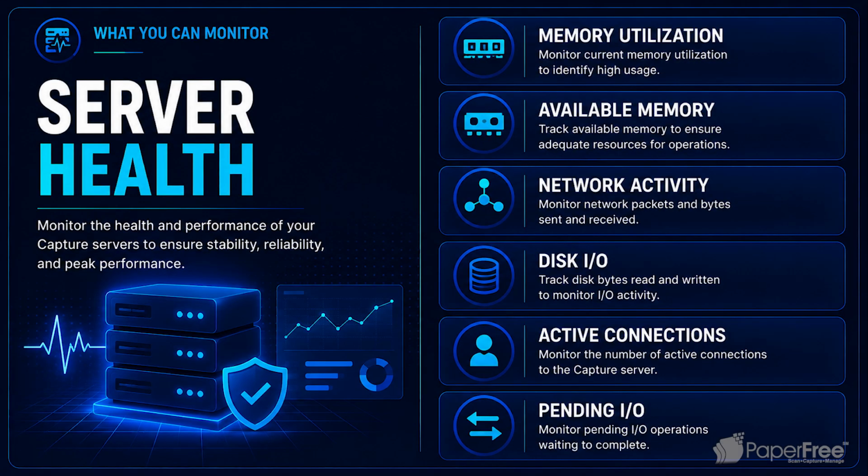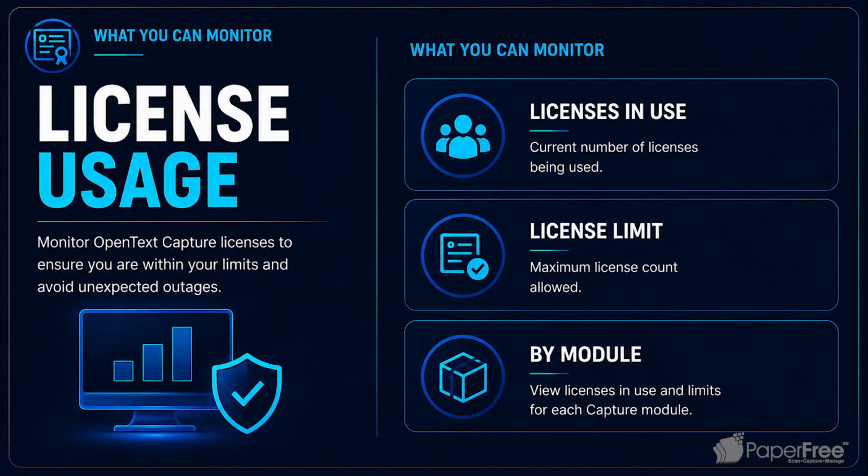Server health is probably where IT teams will get a lot of value. If the Capture server is running low on memory, experiencing unusual resource activity, or showing other signs of trouble, those metrics can now be brought into the monitoring systems IT is already using. License usage is pretty straightforward. Instead of finding out you've reached a license limit when users start having problems, you can monitor utilization and see when you're getting close.